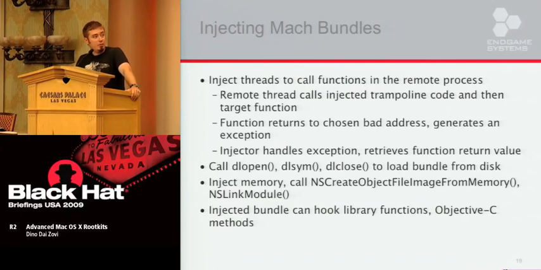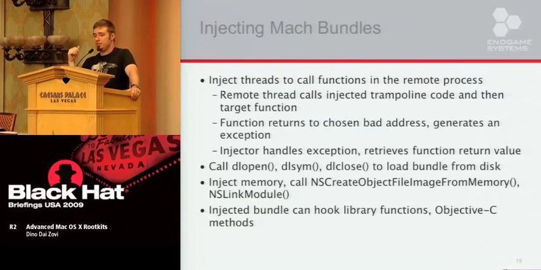So what we're going to do is inject a thread, like I mentioned, and when it returns to a known bad address, that generates the exception, and we collect the return address. And so we can use dlopen. Basically, we can tell the remote process to call dlopen to load a bundle from disk, and that'll give us the handle that we can then pass to dlsym to look up symbols in it, call arbitrary functions in it, and then close it.